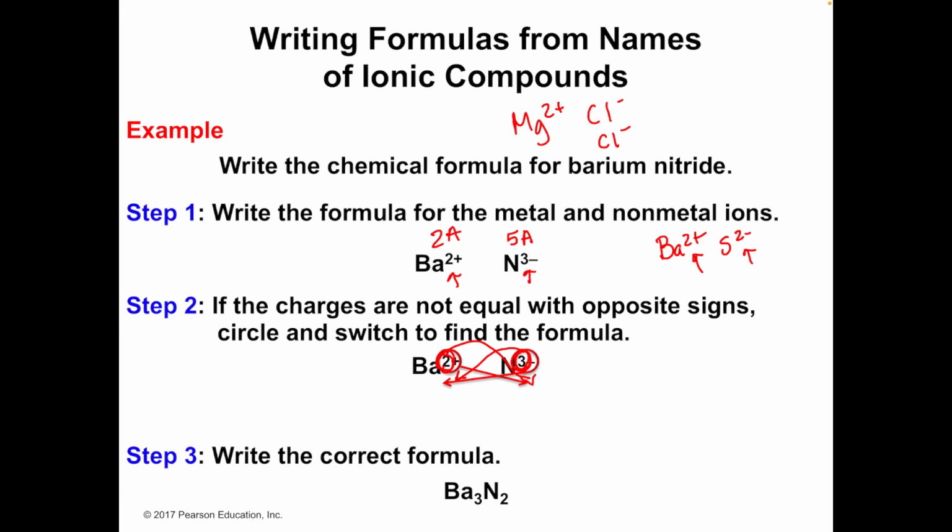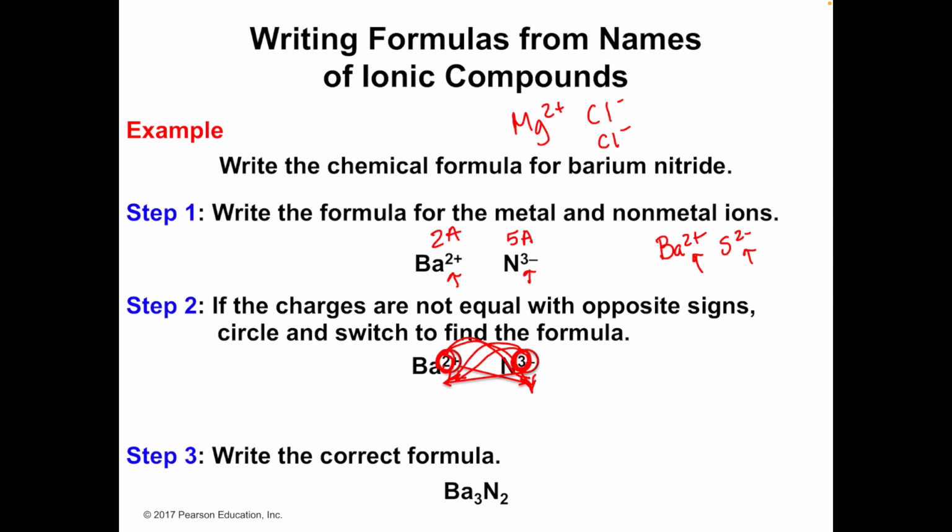So this becomes Ba3N2. Okay, when you circle and switch, make sure you do not take the charges. You're just taking the number with you. So the 3 from the nitrogen goes to the barium, the 2 from the barium goes to the nitrogen, and we're getting this formula at the bottom.